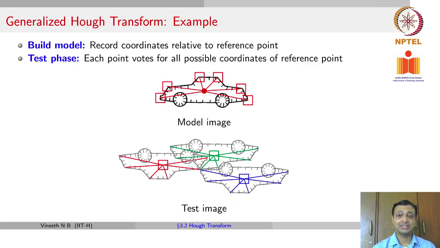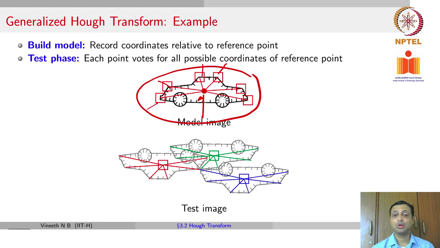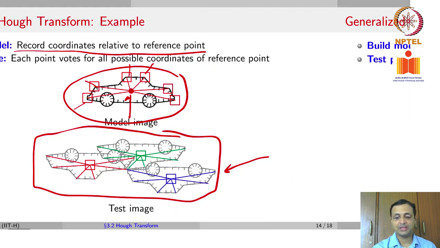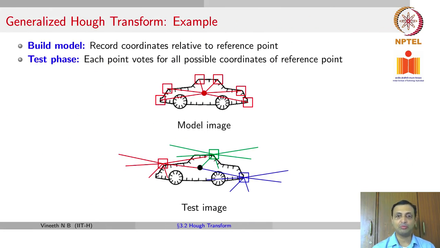Here is the visualization of the car example. You have a model image and there are some key points with respect to a reference point at the center of the image. You record the coordinates relative to the reference point in the model image, and for every test image you look for the same configuration of the key points with respect to the centroid of the object. In these particular cases, the car is inverted, but when the test image is of the same configuration as the original object, you would find a match in this particular scenario.